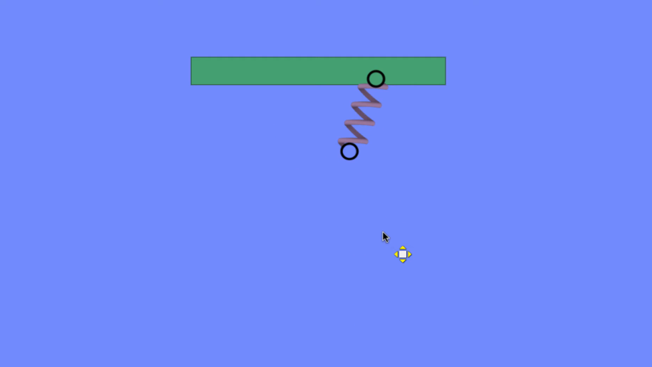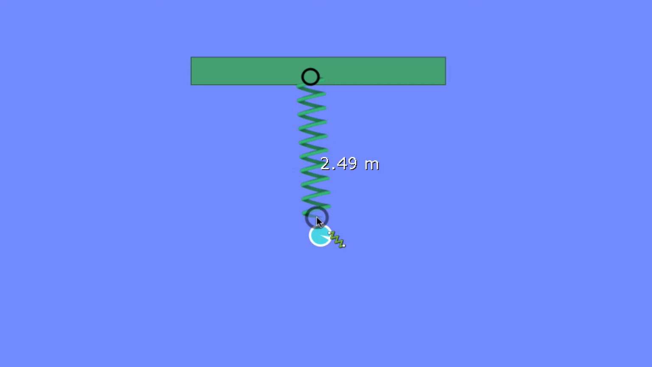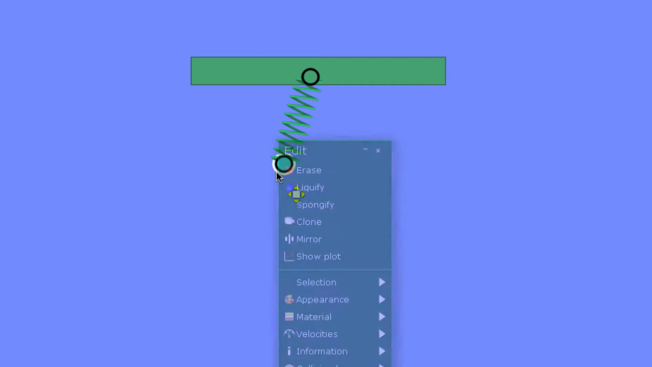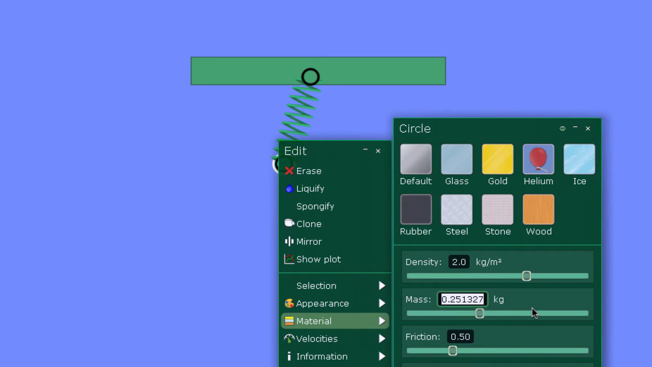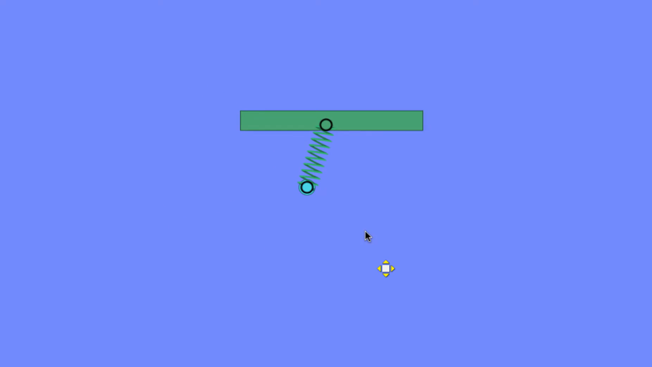This really doesn't do a good job. Ah, he died. Put it here. Now I want to drop the ball. It's really going to be like this. I'm just going to give this ball a lot of mass. 100 kilograms.